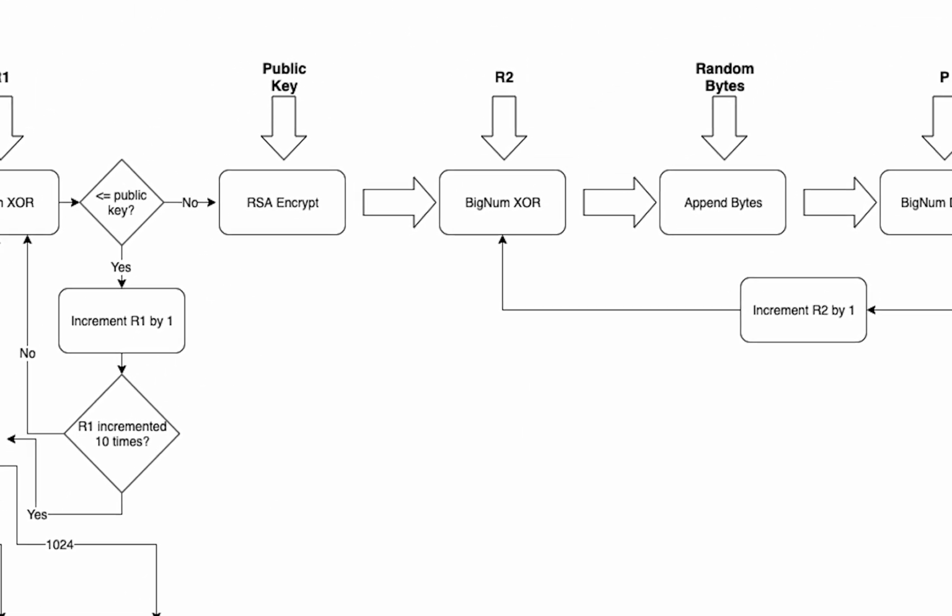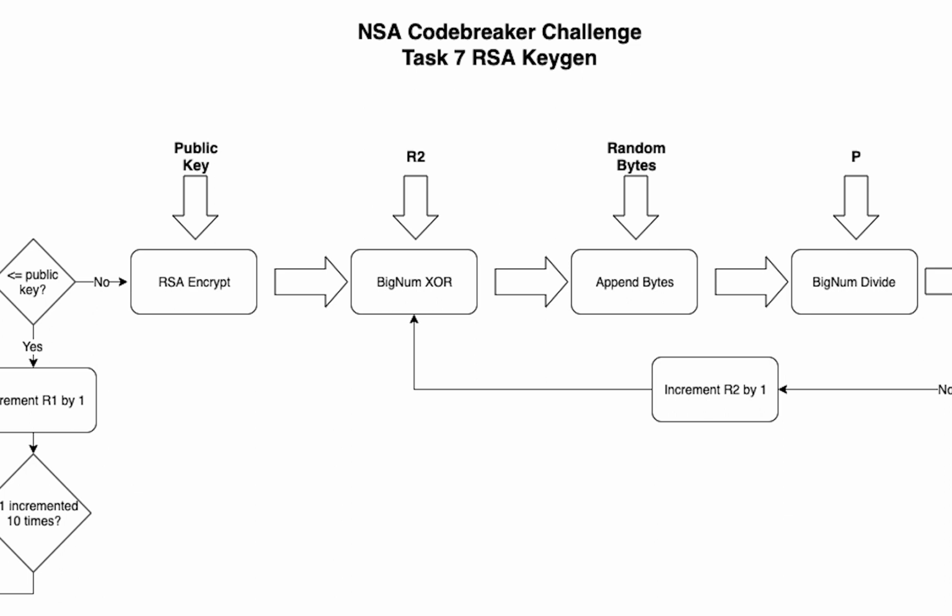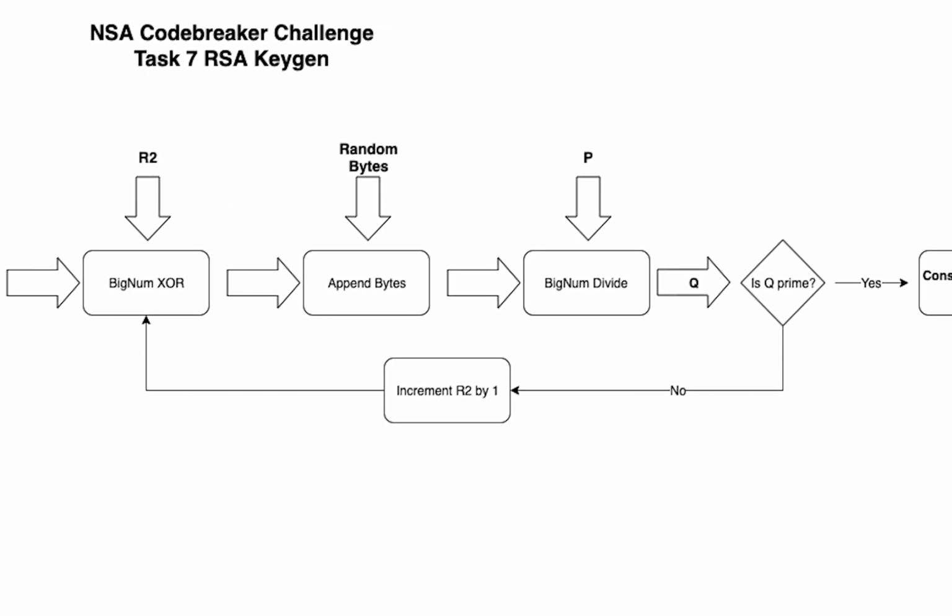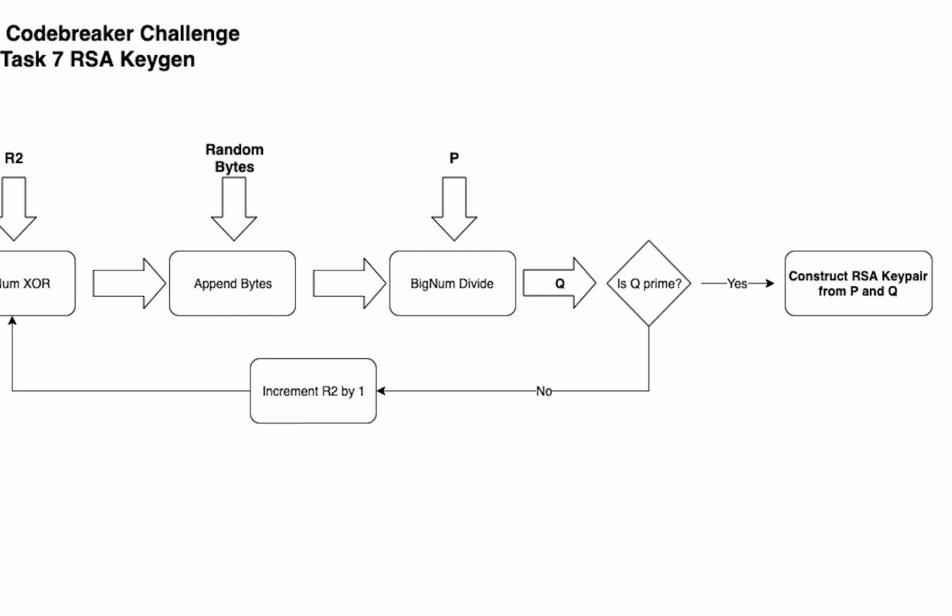After it determines the correct value for the R1 key, it continues by encrypting it with the public key and then XORing it again with the R2 key. Then it generates random bytes equal to the bit length of the output of that XOR and appends them to the end of the output to double it. Then it divides the original prime number P from that big number and gets a final output of Q. If the Q number is prime, then we have our two prime factors that are needed to construct the RSA key pair. Otherwise, it increments R2 by 1 and continues the process and tries again.